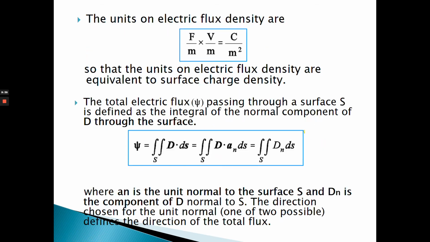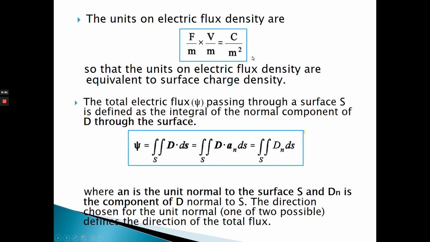We move on. So the unit of the electric flux density is, since we know that total charge is in coulombs, coulomb divided by meter square, because it's a surface.